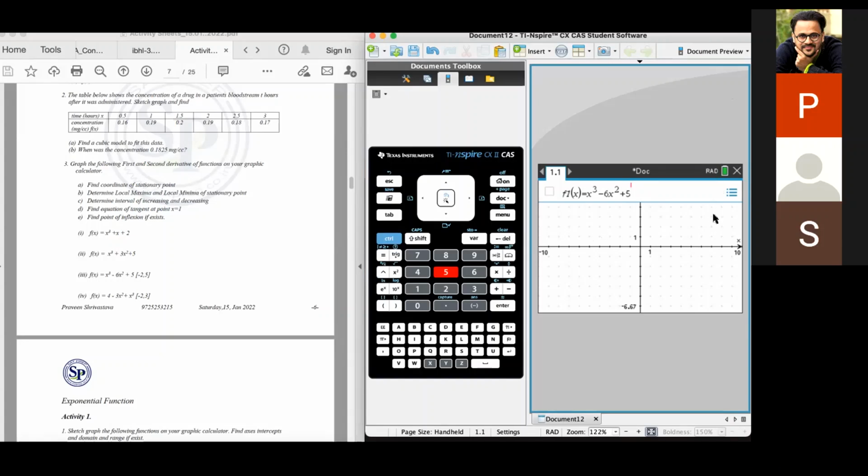So now here, the equation we have entered. Now we need to enter the domain.